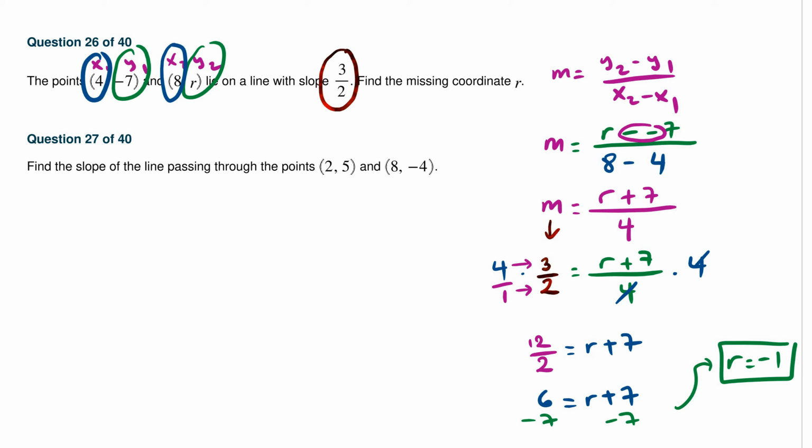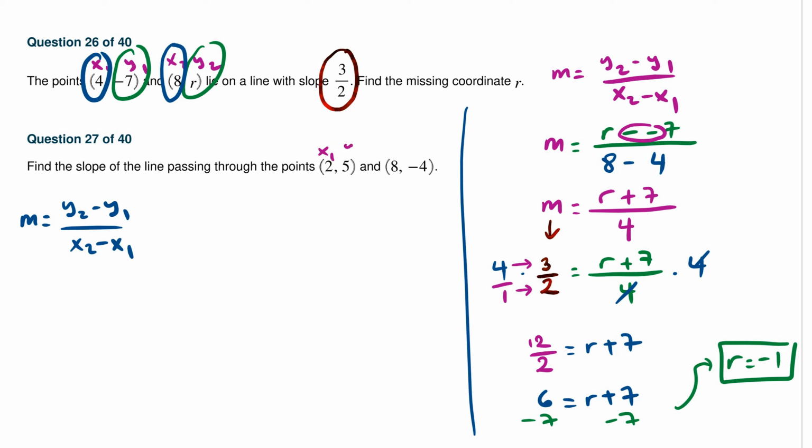Number 27. Find the slope of the line passing through the points (2, 5) and (8, -4). This is an easier problem. They just ask you to solve for the slope. We're going to use the same formula: m equals y2 minus y1 over x2 minus x1. So this is x1, y1, x2, y2.